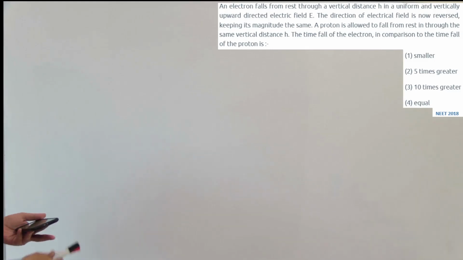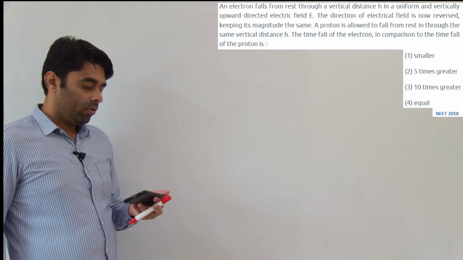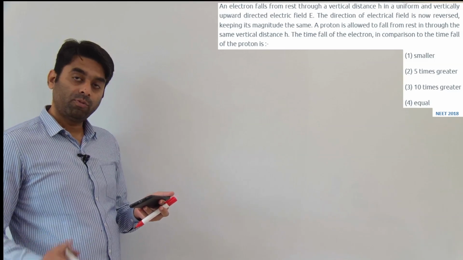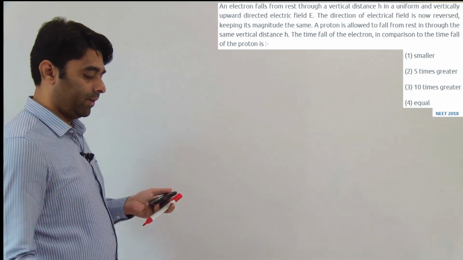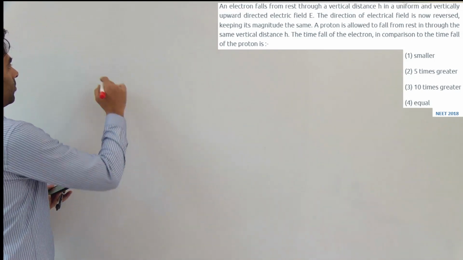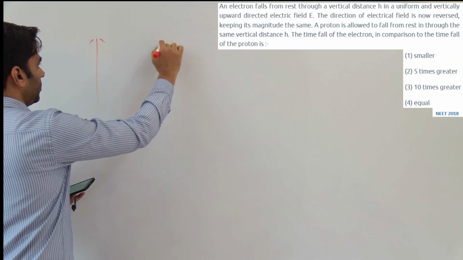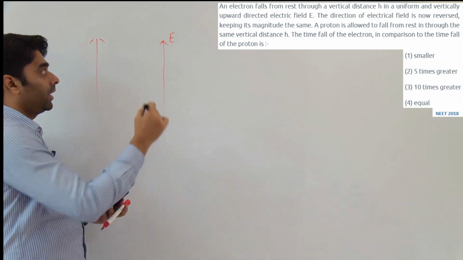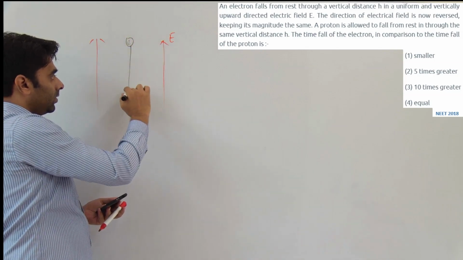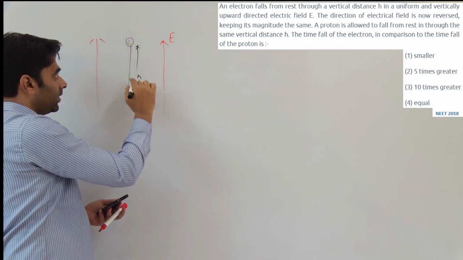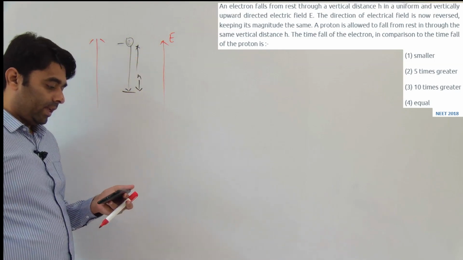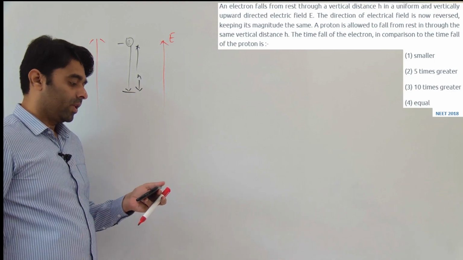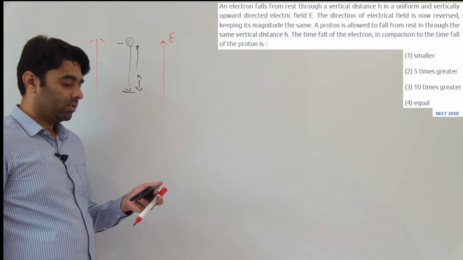So our question is, an electron falls from rest through a vertical distance h in a uniform and vertically upward directed electric field. Okay, so the electric field is given to us, directed upward. Let's say it is upward E. The electron is falling through a distance of h. It comes down a distance of h from here to here. Next it says the direction of the electric field is now reversed, keeping its magnitude the same. A proton is allowed to fall from rest through the same vertical distance.